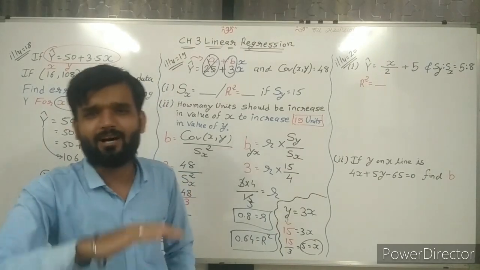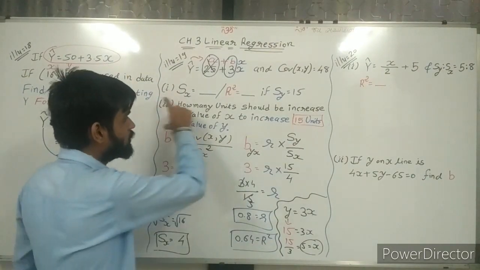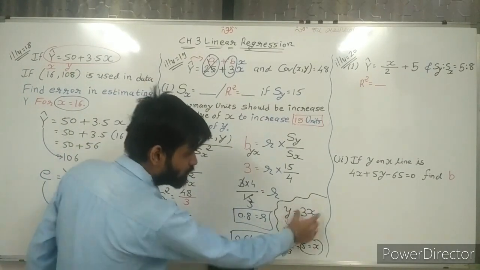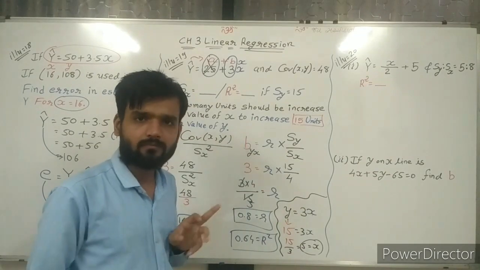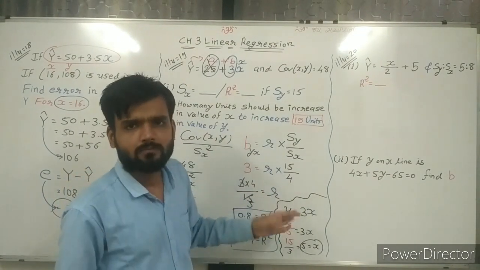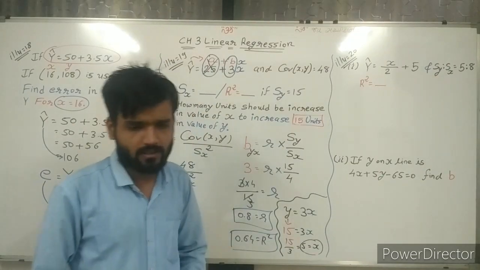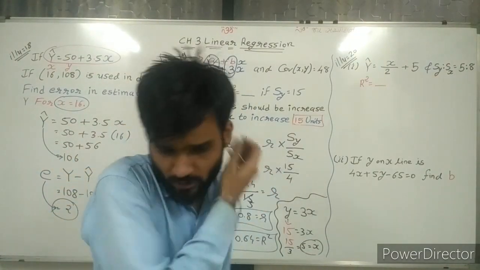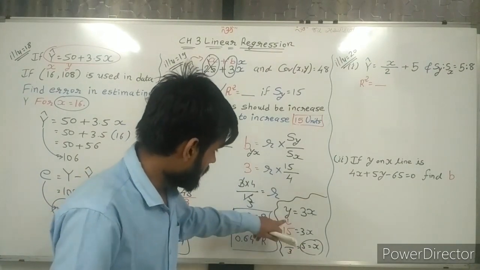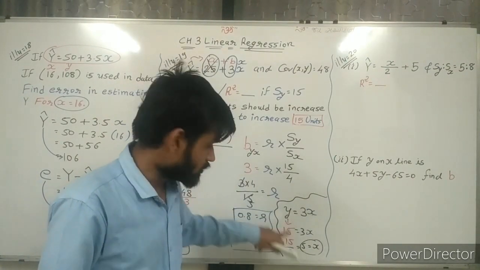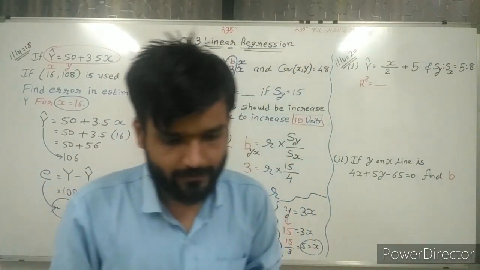Simple, sir. Complete. So in this way, whenever a question is given, compare these two. If the value of x is given, then find y. If y is given, then find x. Simple. You will get the answer. So we should increase x by 5 units so that y increases by 15 units. That's it.